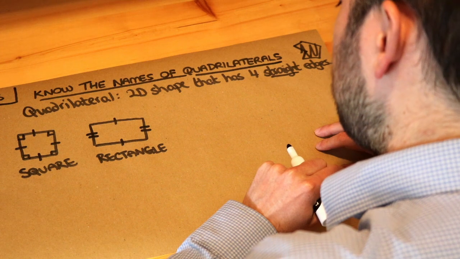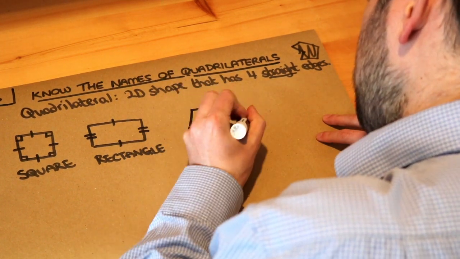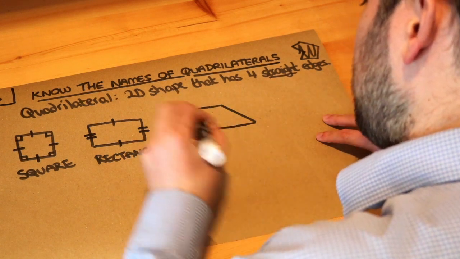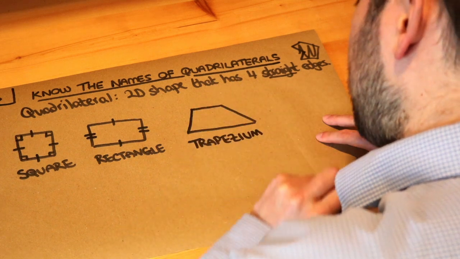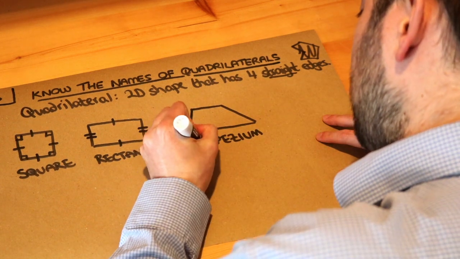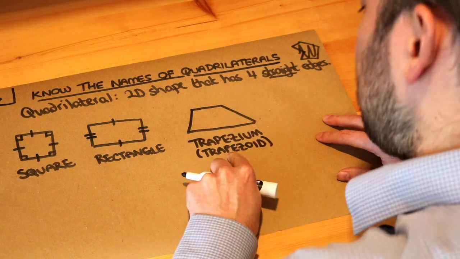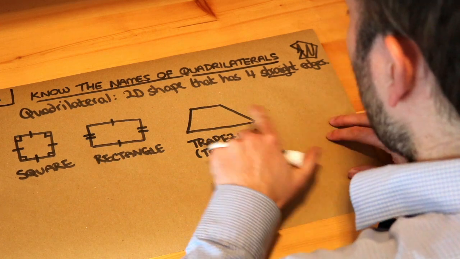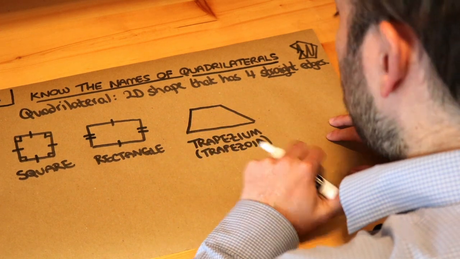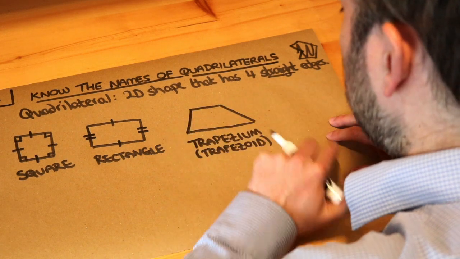What other 4-sided shapes do we know? Well, we've got something like this. And this is known as a trapezium. And if you are an American person watching this video, it's known as a trapezoid. So that's the American spelling, and that is the British English spelling. And what can we say about this? Well, none of the sides are necessarily the same length. So this side is not the same as this, that might not be the same as this.